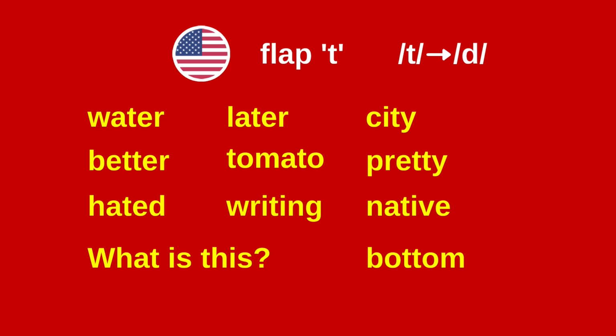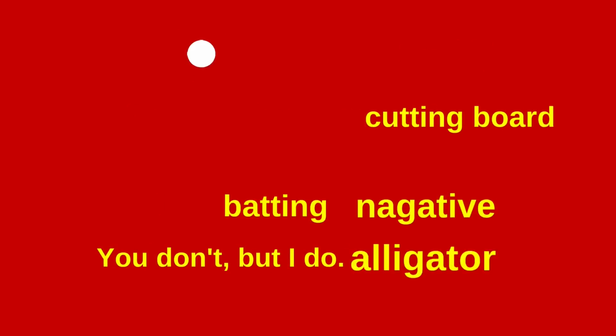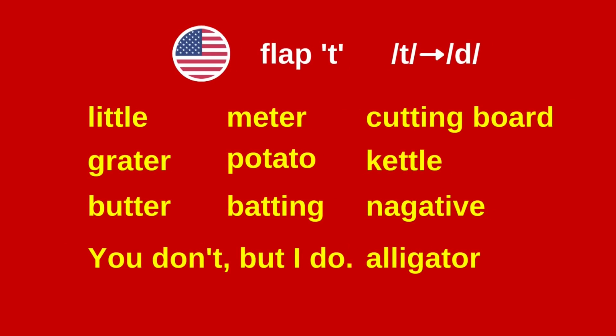tomato, pretty, hated, writing, native. What is this? Bottom. Little, meter, cutting board, grater, potato, kettle, butter, batting, negative, you don't but I do, alligator. I read them in a slow manner as well, and now we can try these words in the American way.